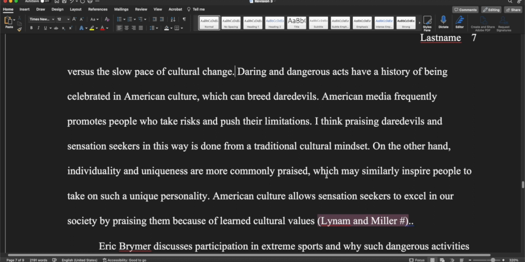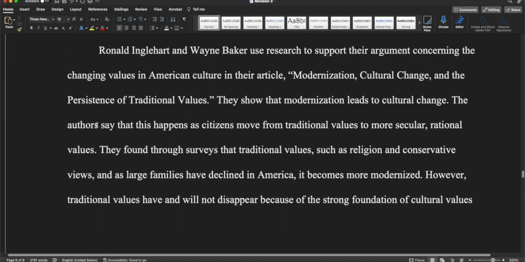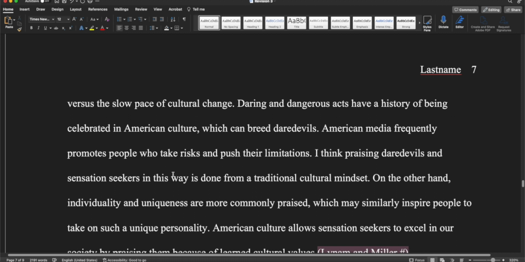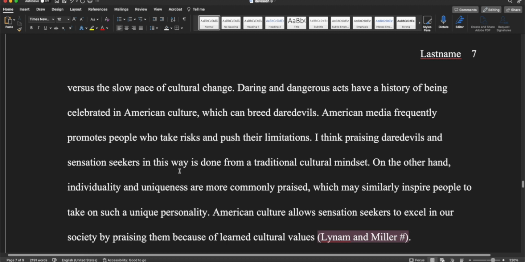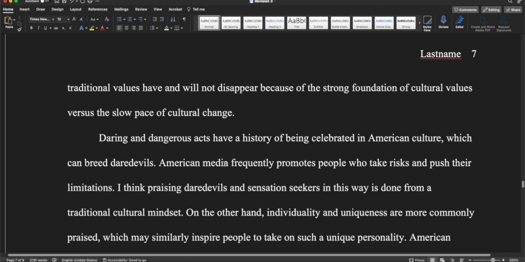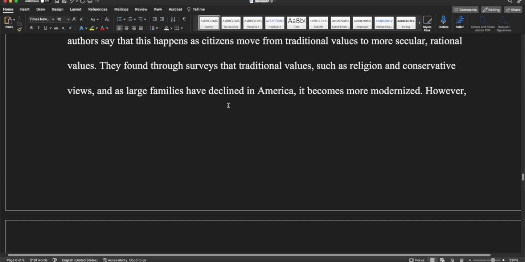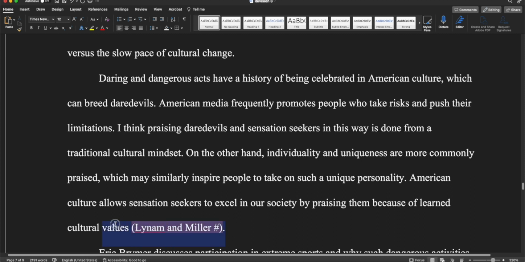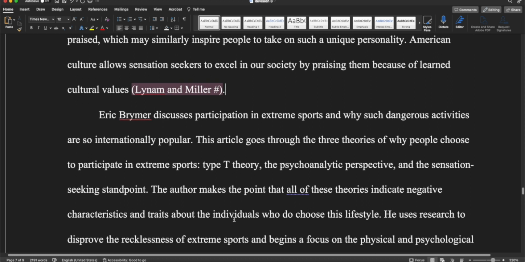But we have another issue here. What's the relationship between this section on cultural change and then daring and dangerous activities? I don't really see the relationship. So I'm going to go ahead and hit enter there, but that also helps to clear up where the information from Engelhart and Baker ends, which can be right there, and the information from Lynham and Miller begins, which would be right there. Now on to Breimer.